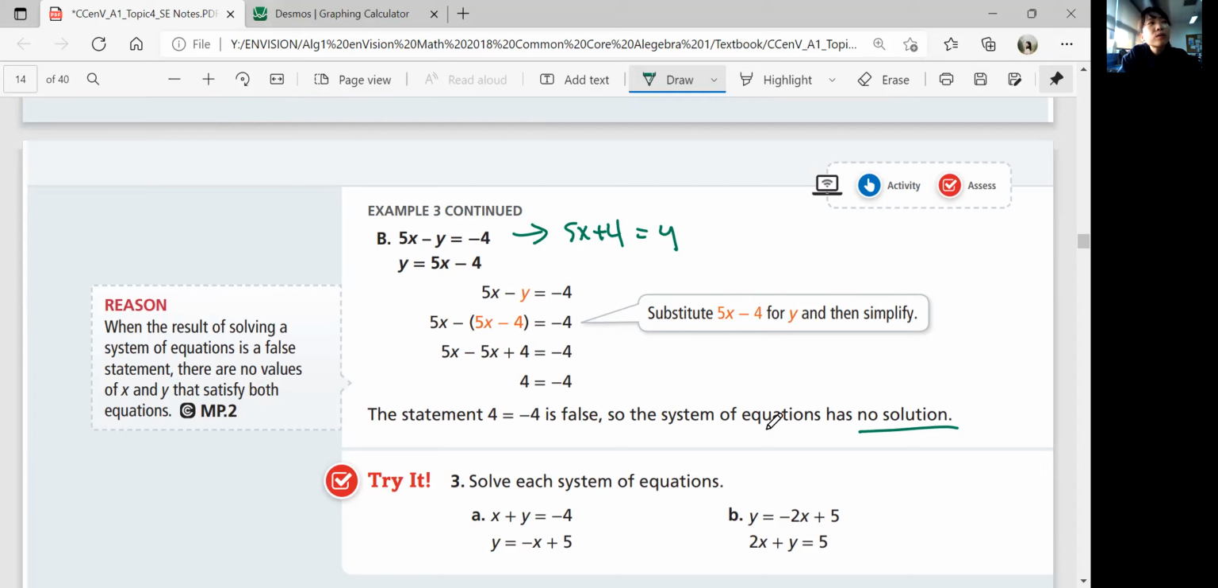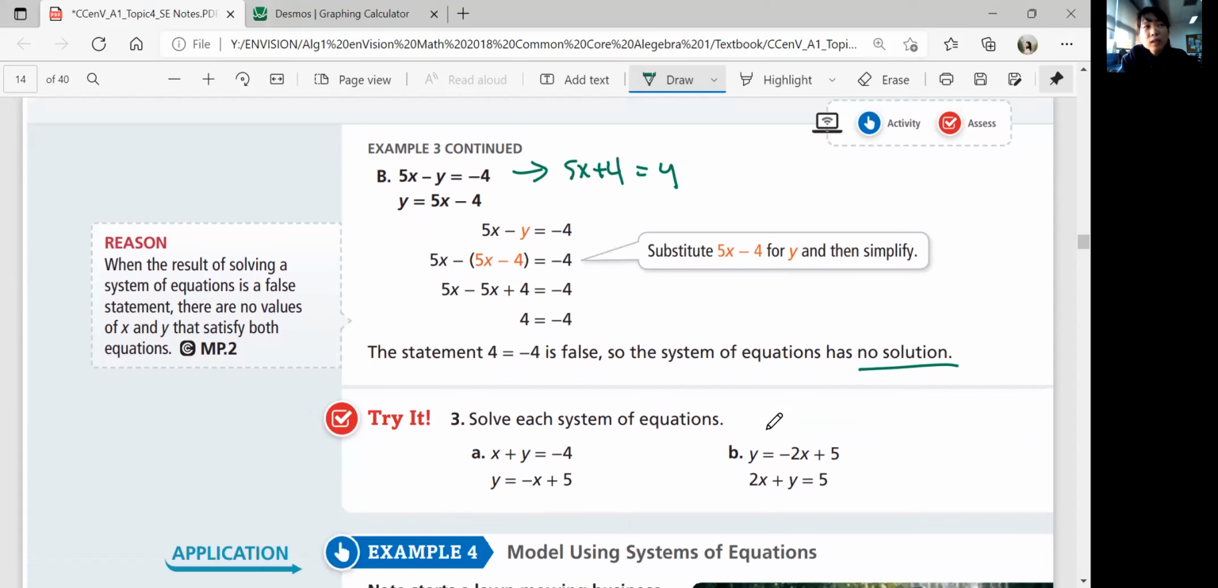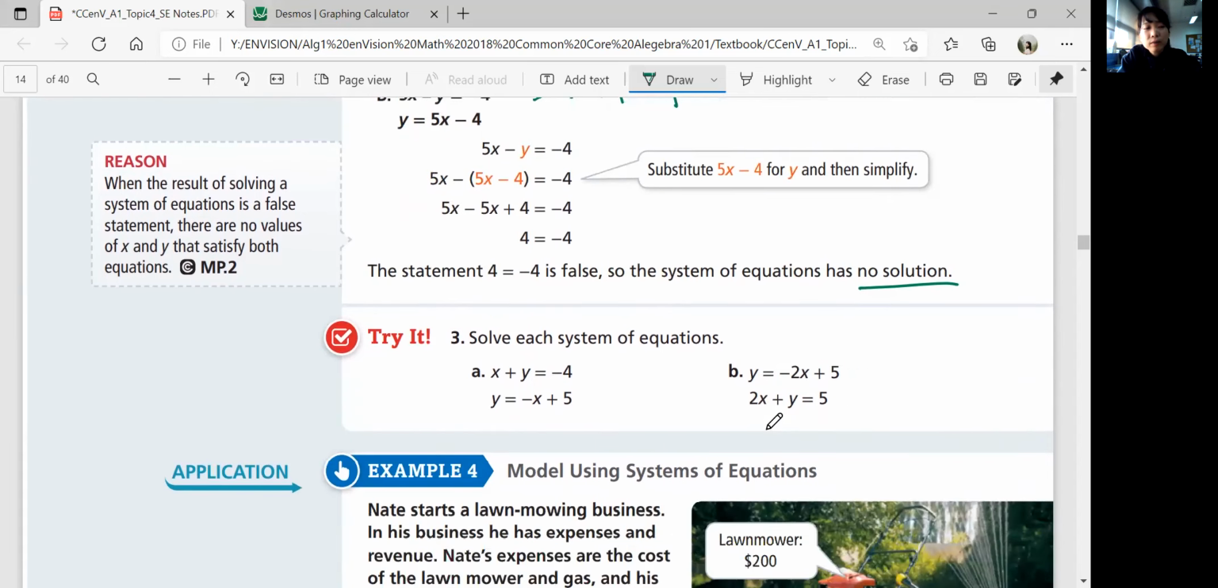Number 3, let's solve each system of equations. Solve and come back when you are ready for answers.